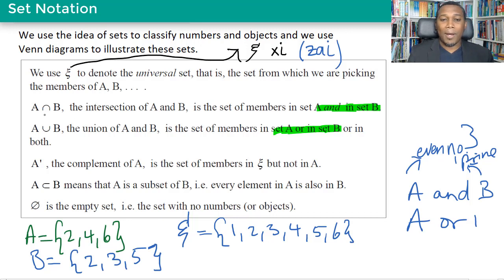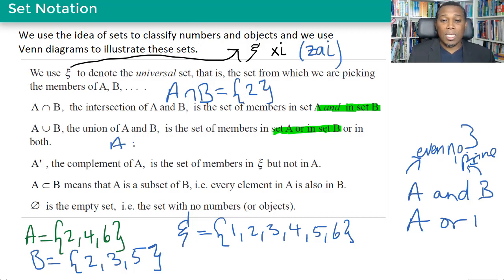And then when we talk about A intersection B, what we're talking about are the members of the set that are in both set A and B. So in this case, I'm looking through that list, I'm comparing, and the number in common is 2. 2 is both an even number and a prime number. So if I ask you what's A intersection B in the context I'm describing, it would be the number 2. That would be the element, or the member, of the set A intersection B.